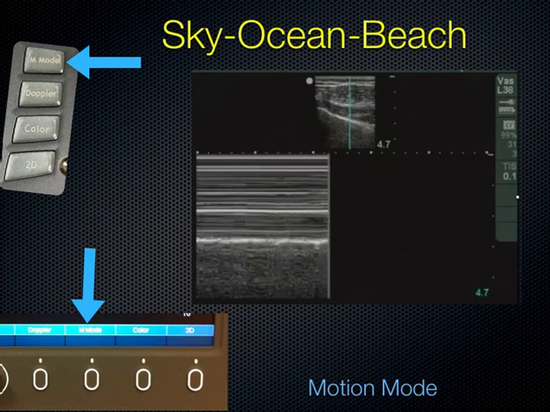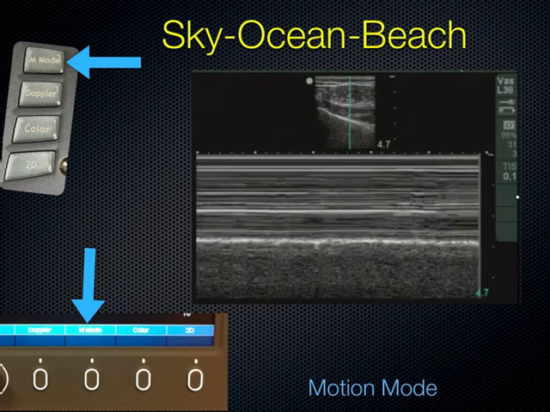So if you put an M mode line through that interface, through the pleural line, and watch it over time, you end up having an image that we call sky ocean beach. You'll hear it also referred to as the seashore sign. Either way, the soft tissue creates a striped appearance. The pleural line is bright white, and that's kind of like where the ocean meets the land. And if the lung is sliding underneath that pleural line, you get a grainy effect due to the motion. You can't see the lung itself, but you can see the motion artifact. So basically that graininess is the beach, and that means the lung is moving, and it's in the picture. So that sky ocean beach is normal.